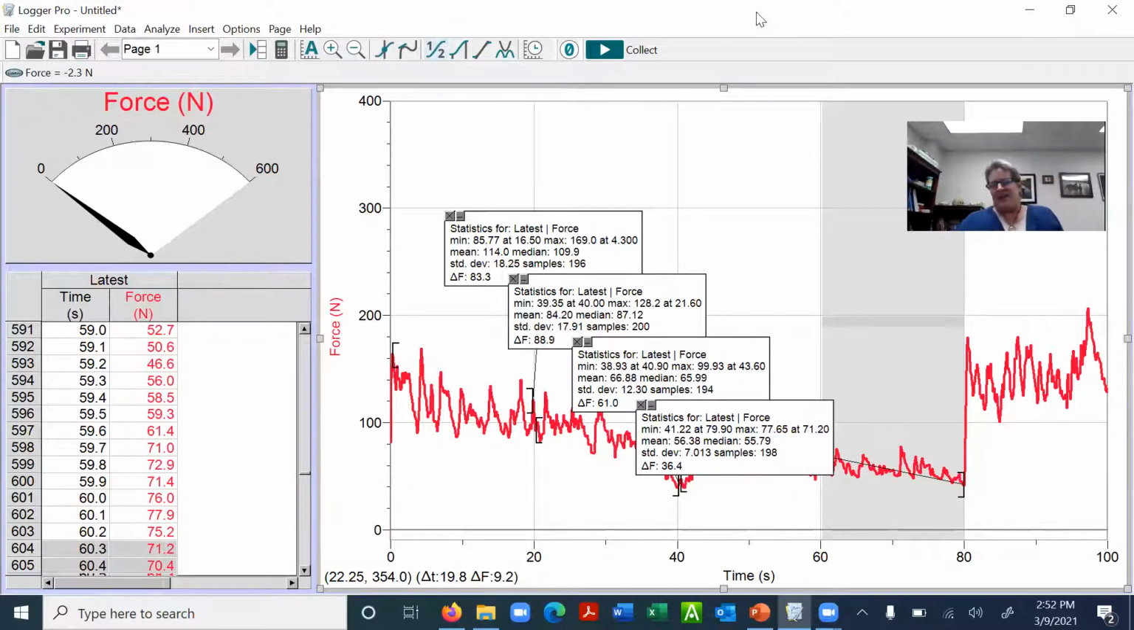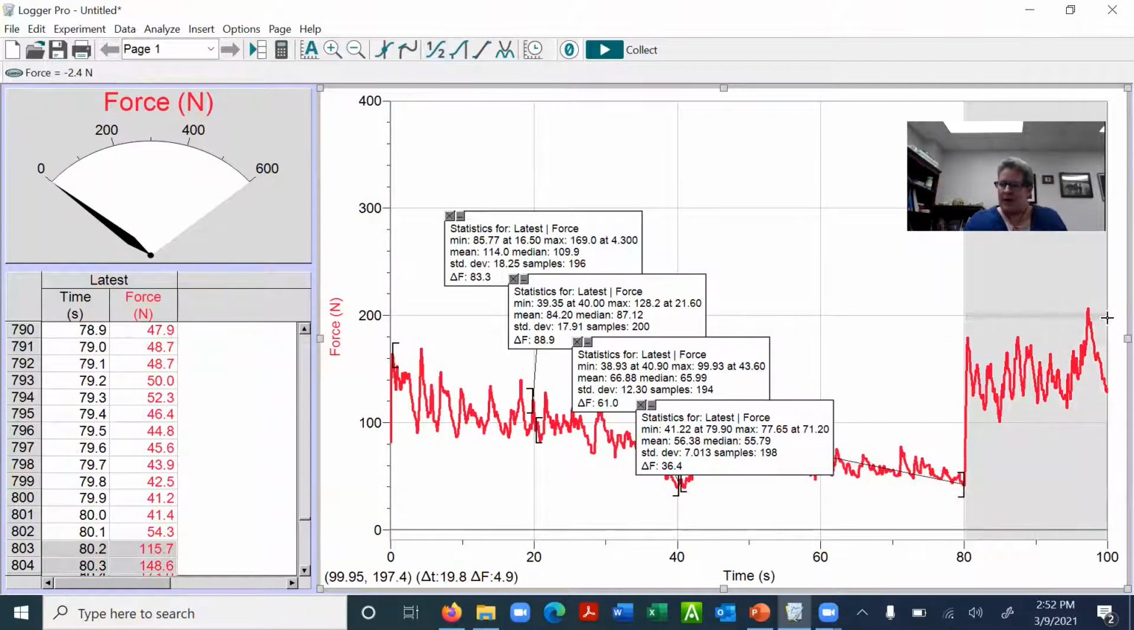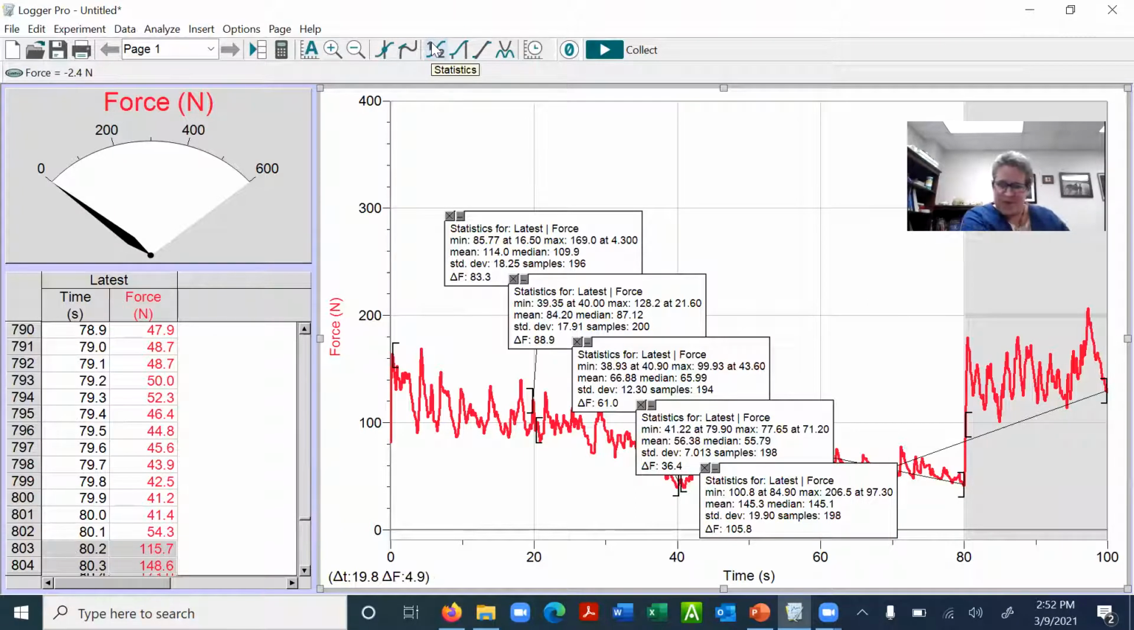Okay, now, it'll be interesting to see what the last interval says when I encouraged myself. 145. Wow, that was the greatest force of all. 145.3.